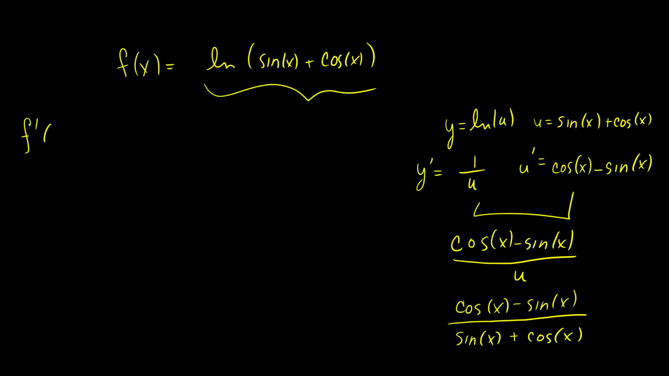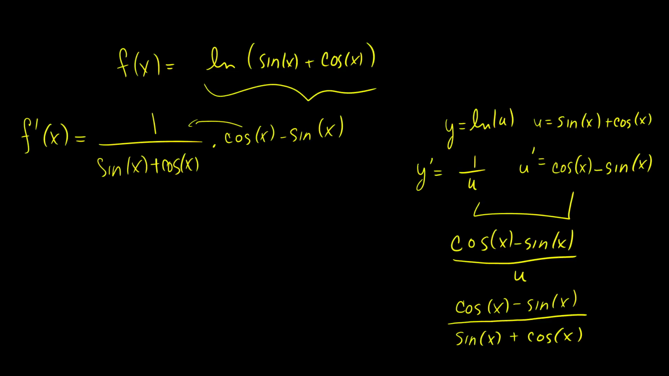So again, shortcut way, the derivative of ln of anything is 1 over the anything times the derivative of the anything. And guess what? It's the same answer. Okay, I'm just throwing that up there.